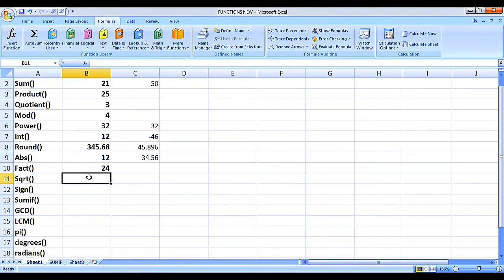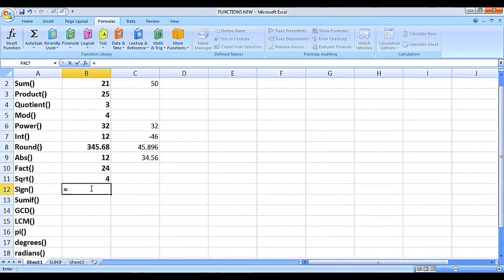Next one, square root. This function returns positive square root of a number. You know, there are two square roots. One is positive, another negative. It returns the positive square root. We know the square root of 16 is minus 4 and plus 4. It returns square root as 4.